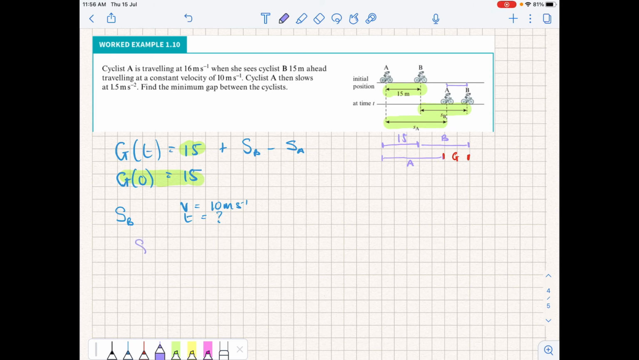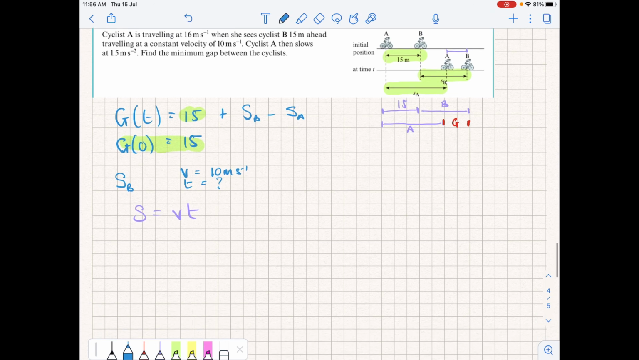So this is constant velocity, so I'm just going to use the constant velocity formula. Displacement equals velocity times time. That means the displacement for cyclist B is equal to 10 meters per second times time, right? Whatever time that is. After 2 seconds, that person would be 20 meters, 3 seconds, 30 meters, etc.